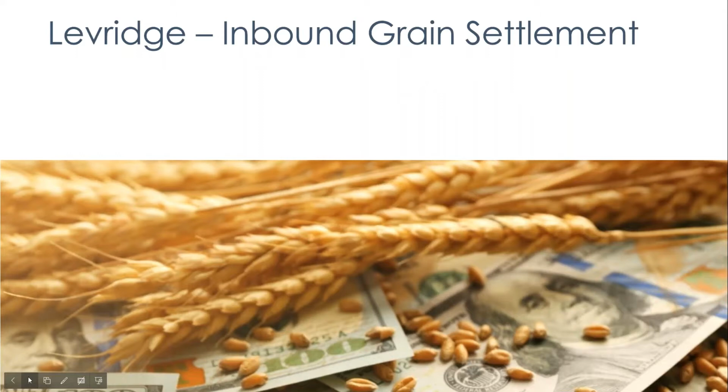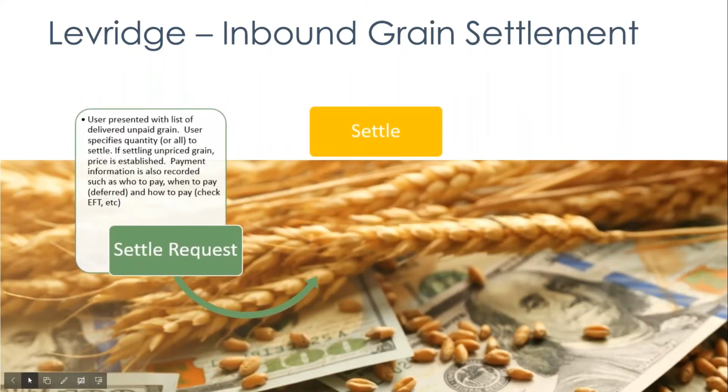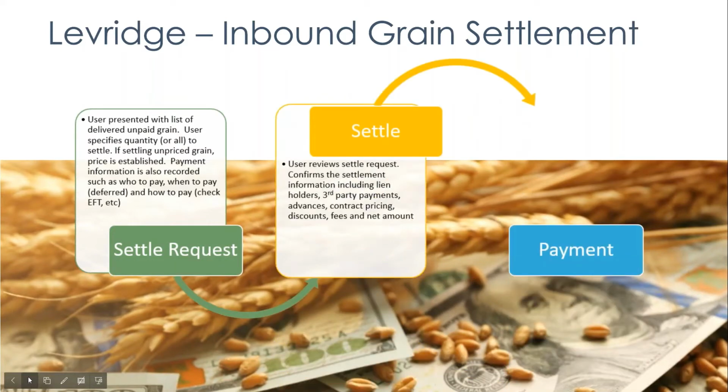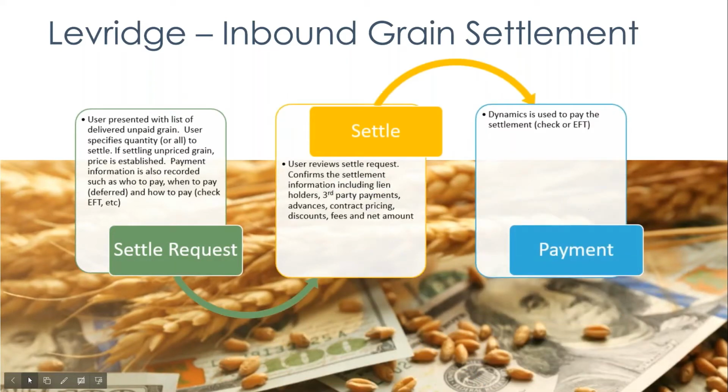Then after the grower has delivered the grain, it's time to settle. The settlement is actually paying the grower for the grain, and that can be a three-step process. One is a settlement request, where the grower or another user of the system, maybe an accountant or a merchandiser, anybody who has security, requests payment of the grain on the grower's behalf.